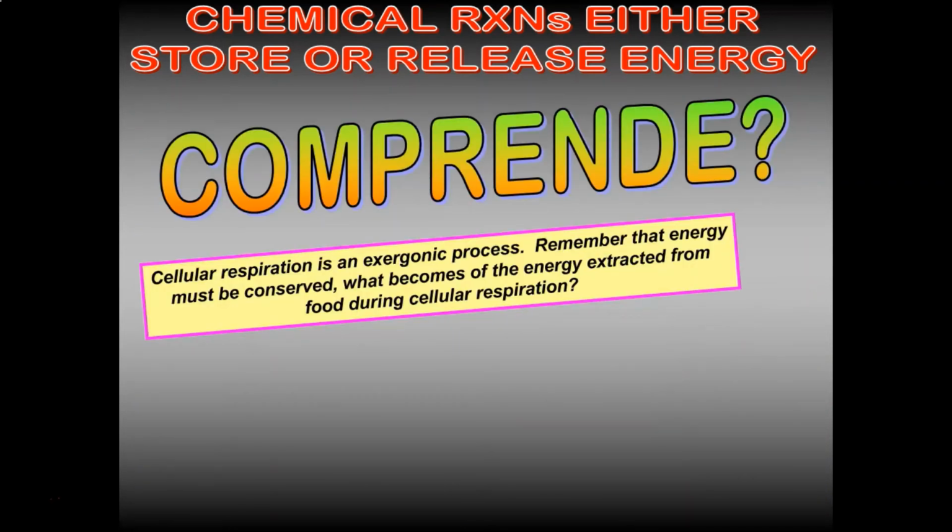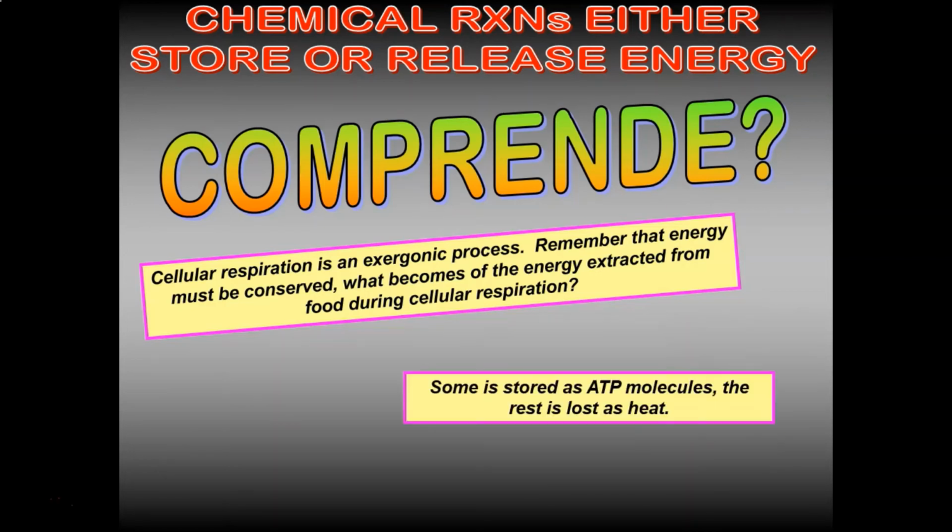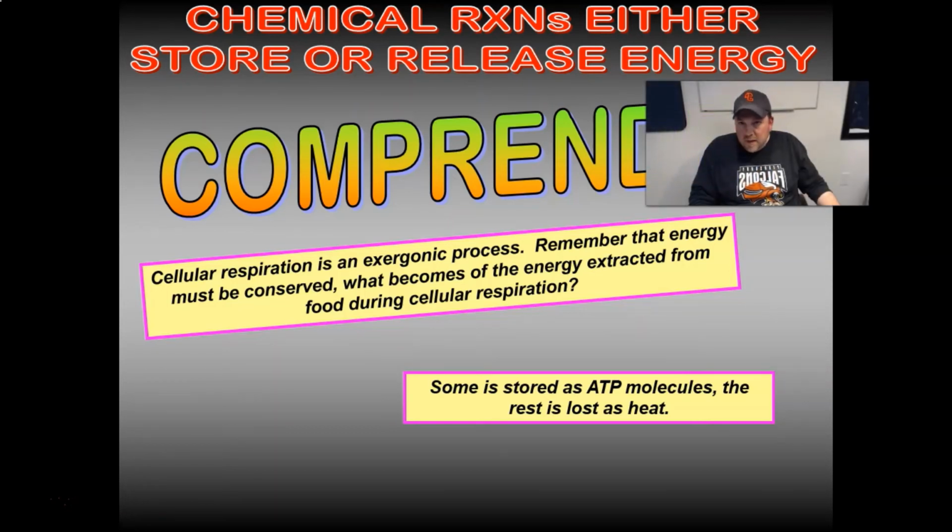Regardless, here we go. Cellular respiration is an exergonic process. Remember that energy must be conserved. What becomes of the energy extracted from food during cellular respiration? Well, again, chapter 6, cellular respiration, sure, we are going to get some as ATP. The whole point is, yeah, we want to get usable energy. We can't really run on food, but we can run on adenosine triphosphate. But we lose a ton.